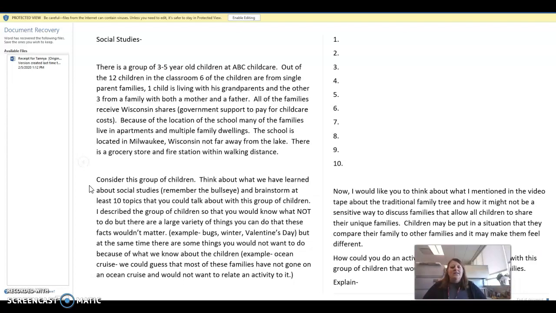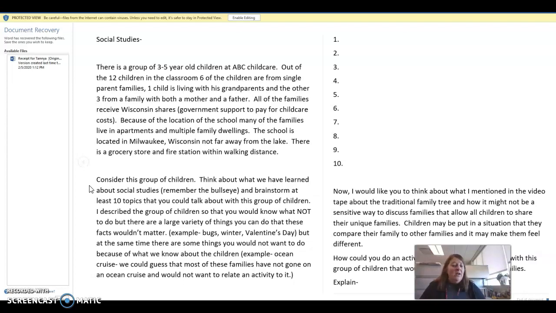So I just want you to consider things that would relate to the children and things that they would not get because they're not concrete. At the same time, there are some things you do not want to do. Just think of 10 things you could do with this group of children. In the vignette, I didn't say bugs. So, bugs that are found in Wisconsin. You're not going to want to do bugs like hissing cockroaches because they're not found in Wisconsin, but certainly you could do a bug activity.